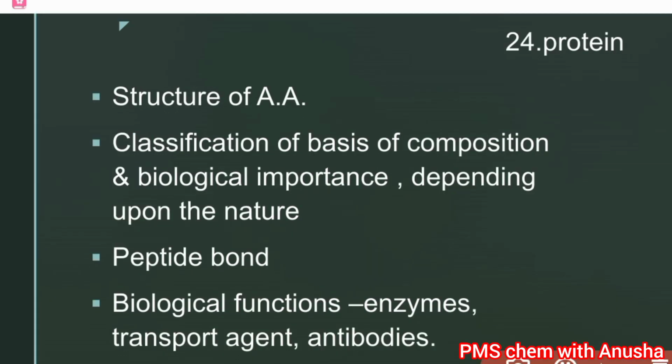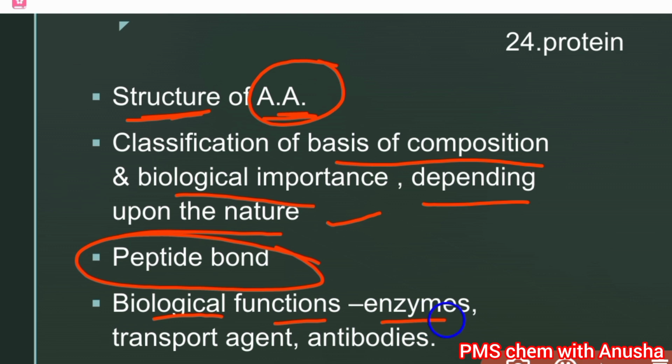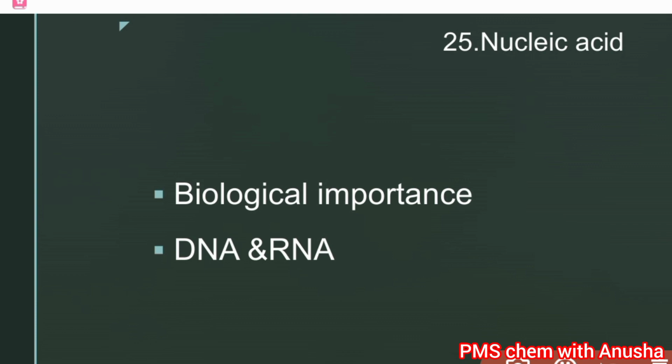Next, 24th unit, that is protein. In this unit, you have to focus on structure of amino acid, especially acidic, basic and neutral amino acid. Their structure you have to study. Next, classification of protein on the basis of composition, biological importance, and also their classification depending upon the nature, that you have to study. Next, you have to focus on peptide bond explanation and also focus on biological functions of enzymes, transport agent and antibody.